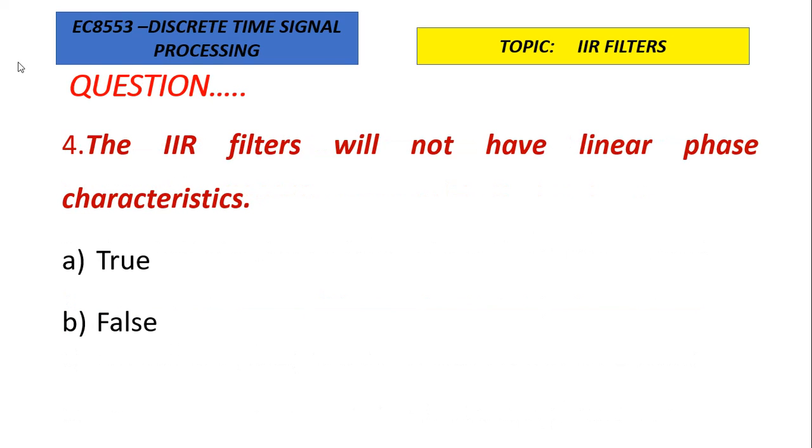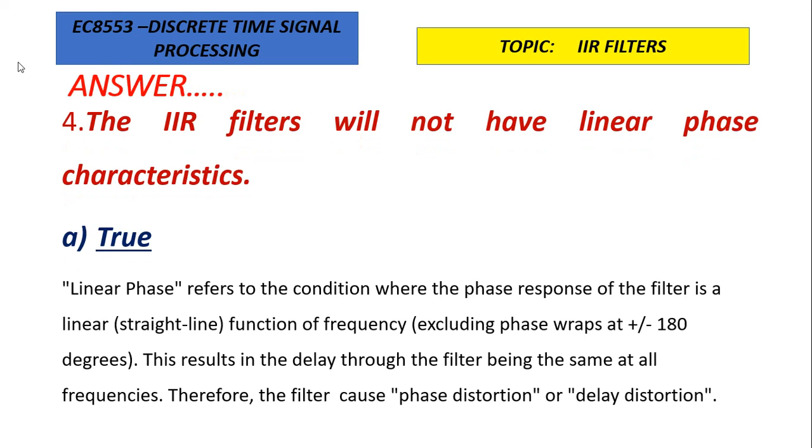Next question: IIR filters will not have linear phase characteristics. Is it true or false? Yes, it is true. Linear phase refers to the condition where the phase response of the filter is a linear function of frequency. So frequency and phase should be linear, but when designing IIR filters, we are not able to maintain this linearity.